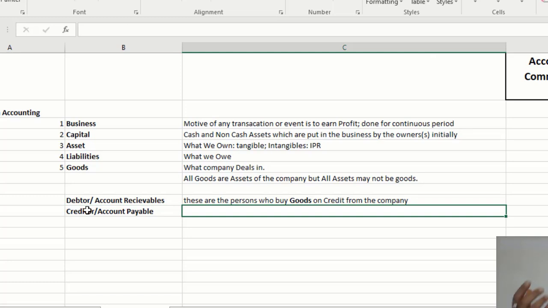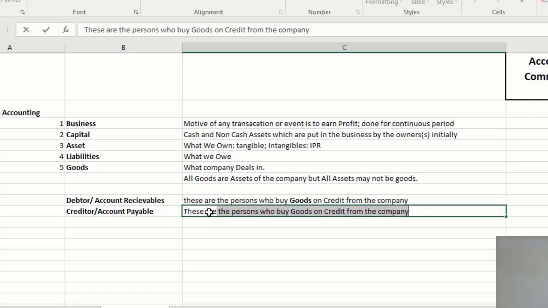So when we are selling goods, we are also buying goods from somebody. These are the persons from whom we buy goods on credit. Do not say I am going to buy an AC from a furniture shop. No, no. If you are buying furniture or paying rent or something, it is not a part of goods.